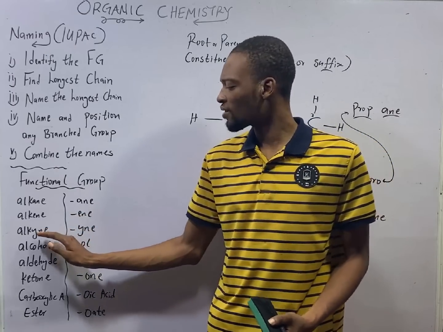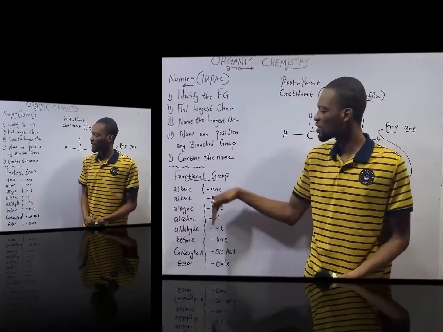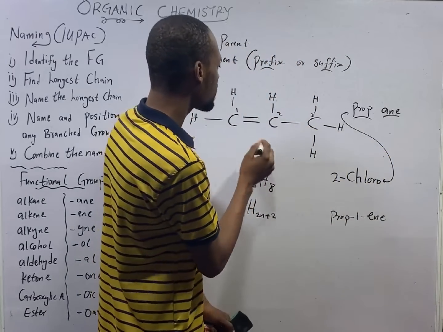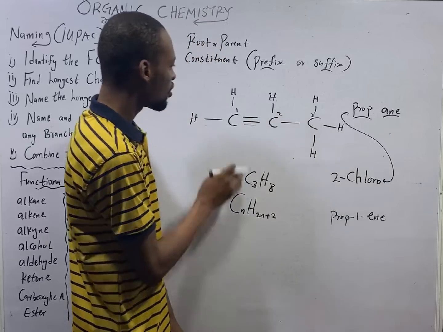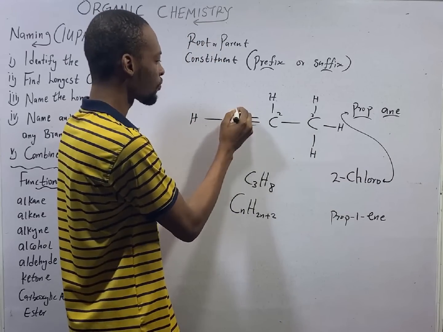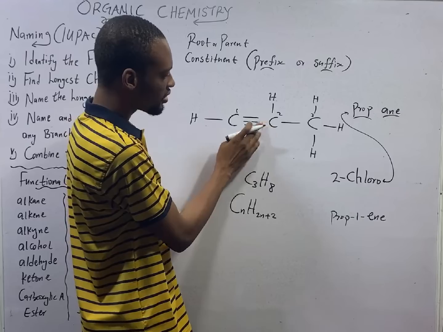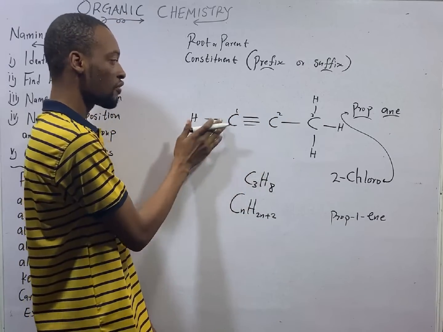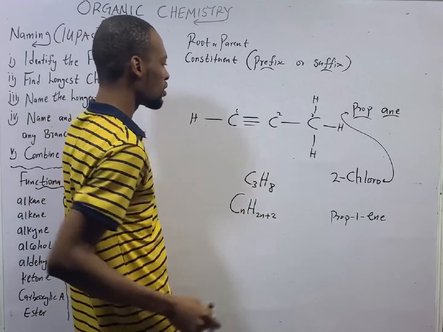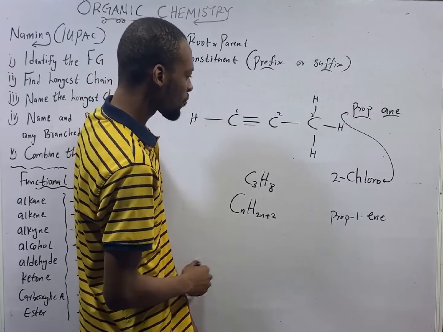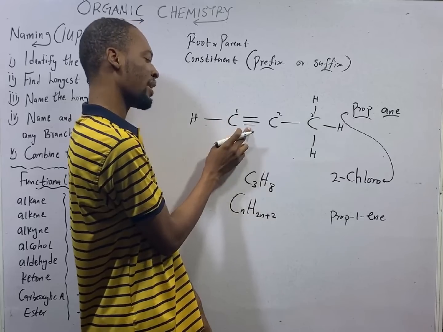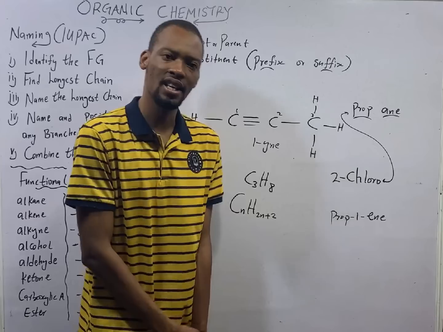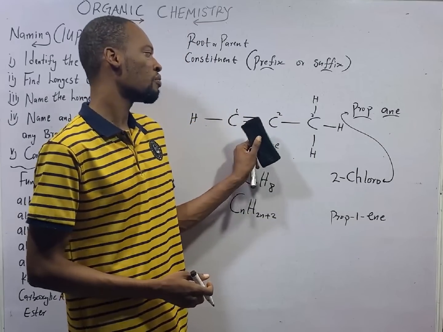When a compound is an alkyne, the suffix must be -yne. It must end in -yne. If we change this to something like this, obviously this hydrogen will go. Obviously, this hydrogen will go. So the carbon is carrying 4 bonds, 4 bonds, 4 bonds. The triple bond is on carbon 1. So 1-yne. It will end in -yne because the functional group is a triple bond.